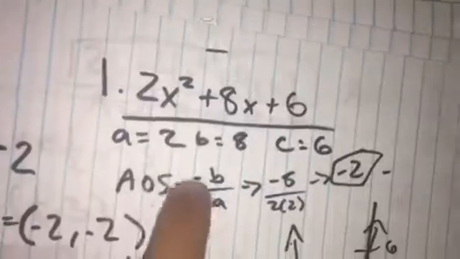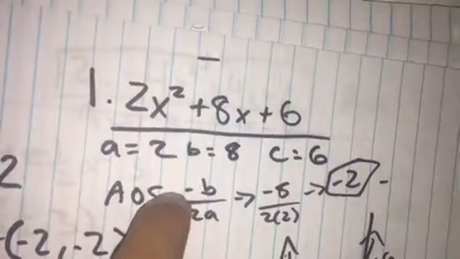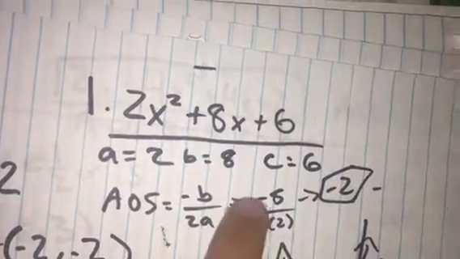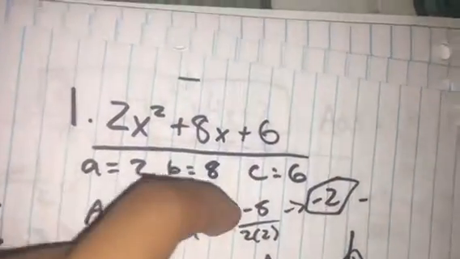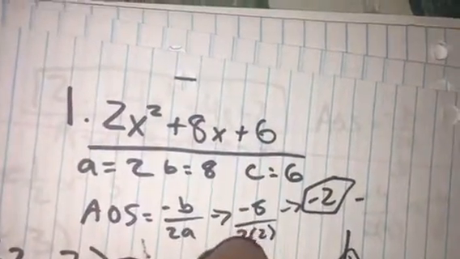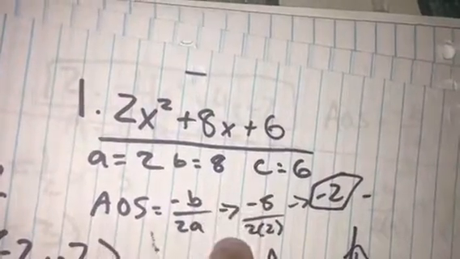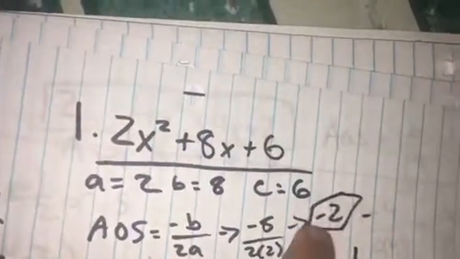So problem number 1, we have 2x squared plus 8x plus 6, and I just labeled them right here: a equals 2, b equals 8, and c equals 6. First off, like we said in the steps, step 1 is to find x. We're going to find our axis of symmetry, which is negative b over 2a, which goes to negative 8 over 2 times 2, which is 4. Negative 8 divided by 4 equals negative 2. So now we have x equals negative 2.